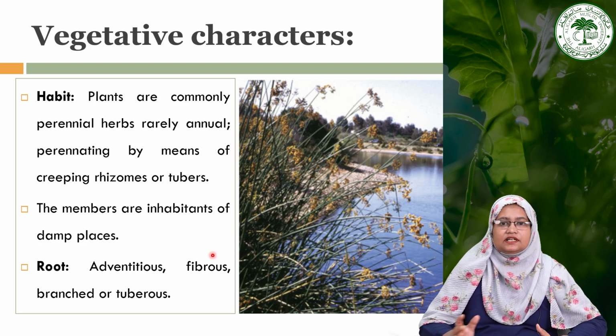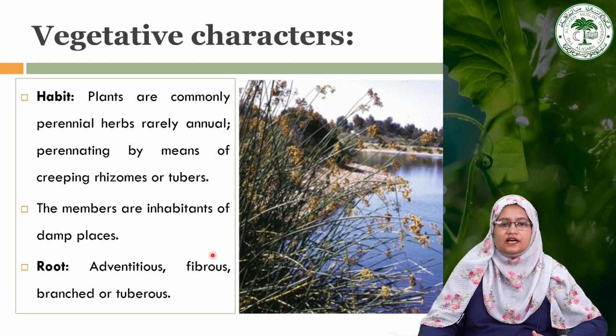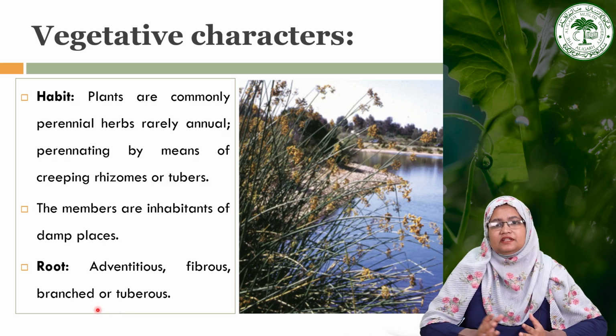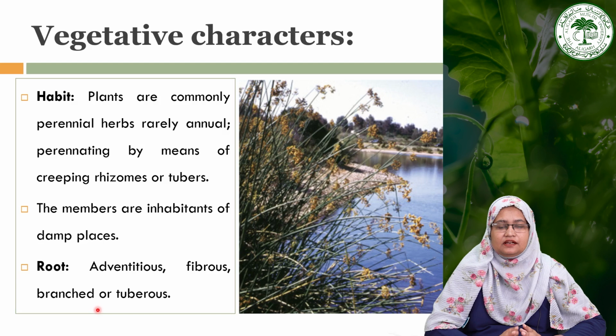Next, the roots. Roots are adventitious, fibrous, branched, or sometimes tuberous. So in the vegetative characters, the habit is that they are inhabitants of damp places, and generally these plants are perennial herbs.